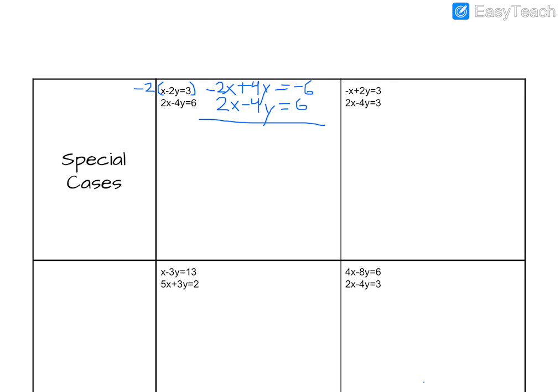So now when we look at this, negative 2x plus 2x is going to give me a 0. 4y minus 4y also gives me 0. So I'm just going to write a 0 on that left-hand side. Negative 6 plus 6 gives me a 0. So does 0 equal 0? Yes, it does. And if you remember from a minute ago, if we end up with a true statement when our variables cancel out, that means we have the same line, so we have infinite solutions.